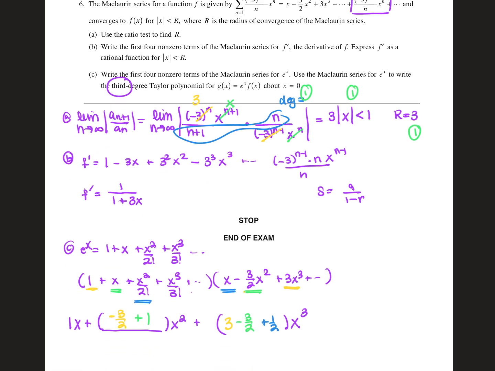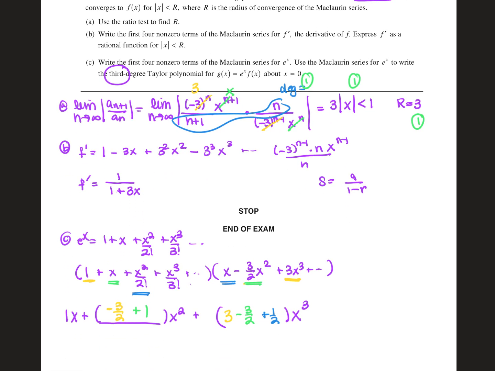The next one is also worth 3 points. 1 for finding the first 2 terms, 1 for finding the next 2 terms, and then 1 for finding the sum. The next one is also worth 3 points. 1 for writing the Taylor polynomial for e to the x, 1 for the first 2 terms being correct, and 1 for the last term being correct.